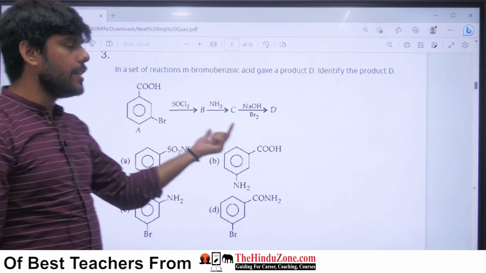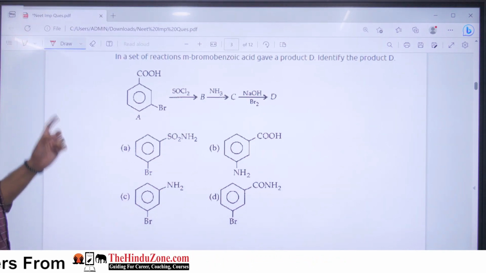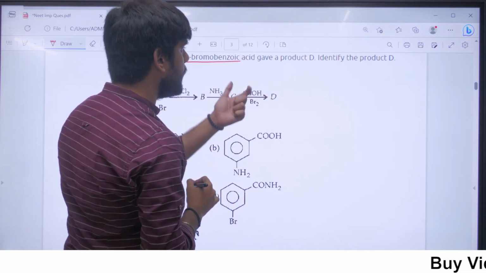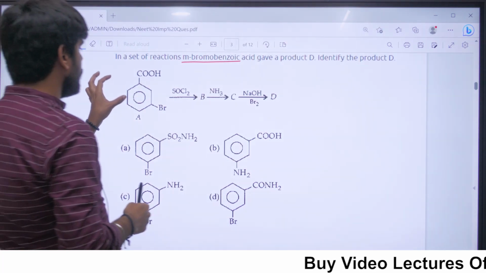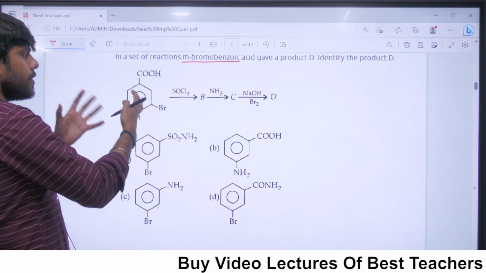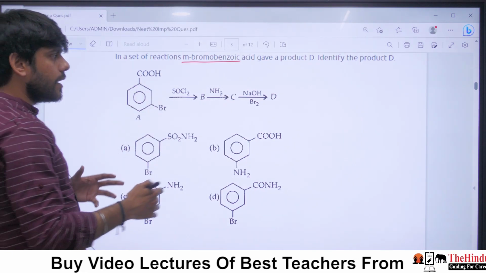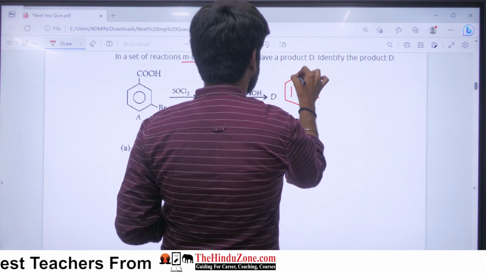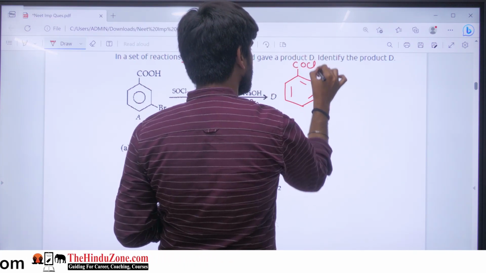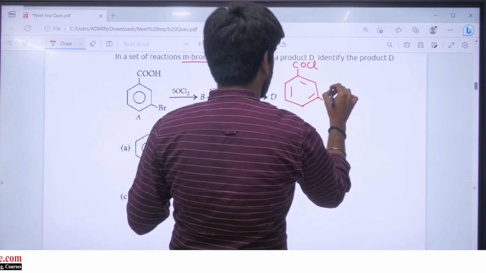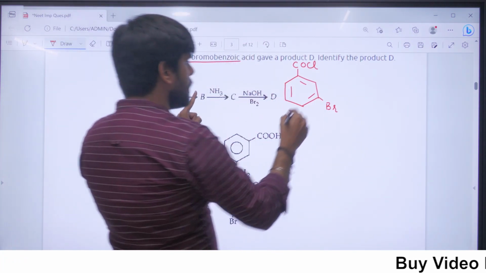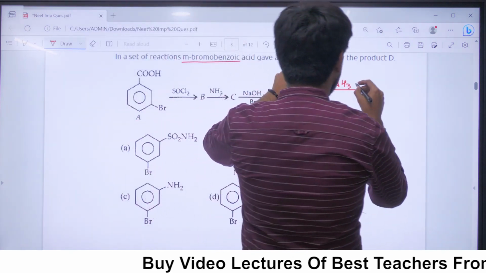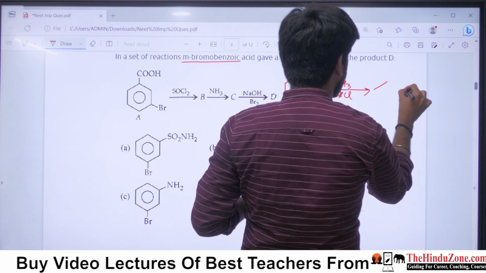Next question is again a series of reactions. Let us discuss these reactions. So in a set of reactions, meta-bromobenzoic acid gave a product D. Identify the product D. Now look at the first reaction. So first reaction is basically the reaction with thionyl chloride. You know, in the first step I end up getting something like this. This COOH will convert to COCl. Yes, acid chloride. This is after the first reaction. Now this on treatment with ammonia, you know, what do I have? I end up getting, this is minus HCl, I end up getting amide.